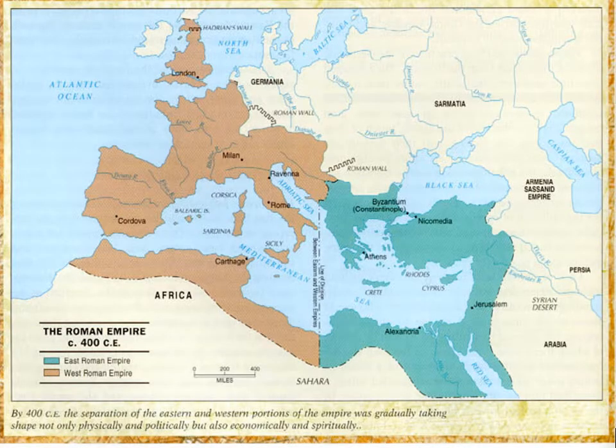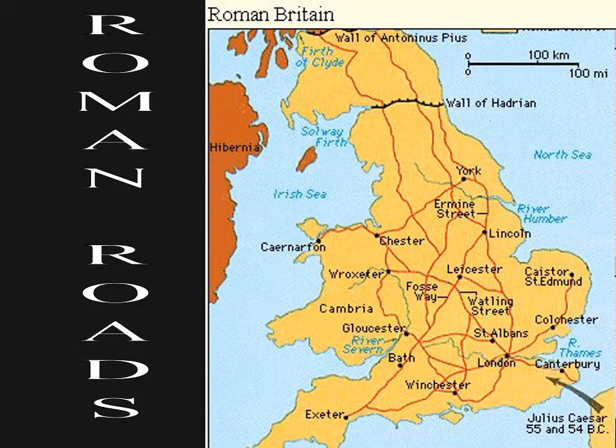The Roman Empire eventually became too big to manage by one person, so they split it into two parts. The part that we think of as the Roman Empire is in brown. It's the Western Roman Empire. And the other part is the Eastern Roman Empire, also known as the Byzantine Empire.